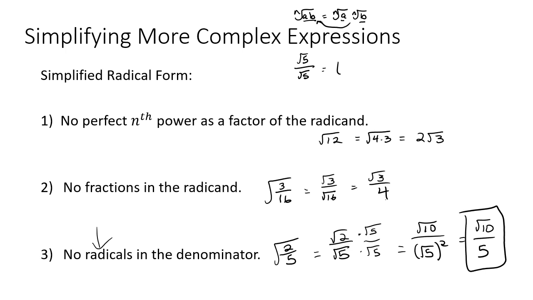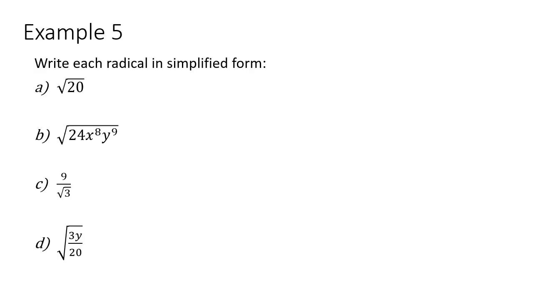So let's look at some more examples similar to this one where we're trying to take some expressions and write them in simplified radical form. All right, so once again, our goal here is to write everything in simplified radical form. So try pausing the video here and see if you can find the answers to at least this part of example 5, because there's actually more than 4 parts to this one.